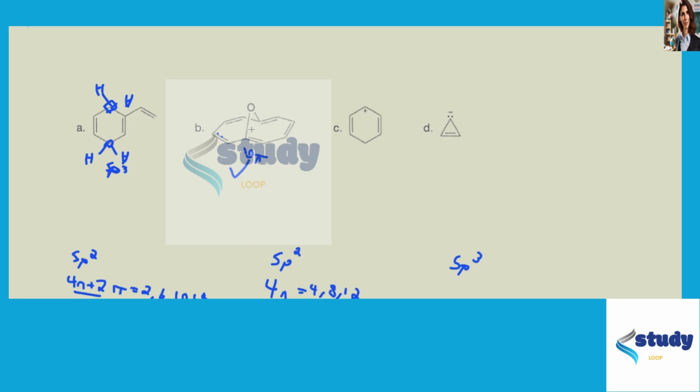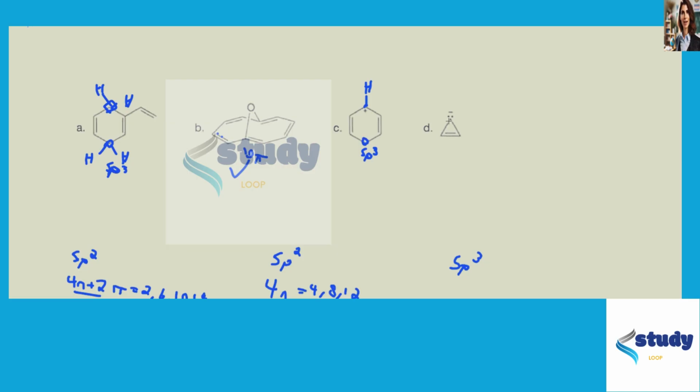Now, what about C? Well, C, we have sp2, sp2, sp2, sp2 carbons, and then this carbocation is also sp2 because it only has 3 things attached to it, but this opposite carbon is an sp3 carbon. So this is not aromatic either. Now, what about this structure here?